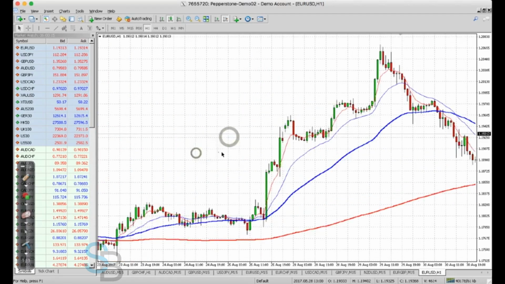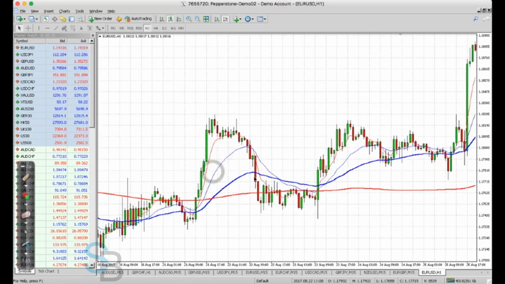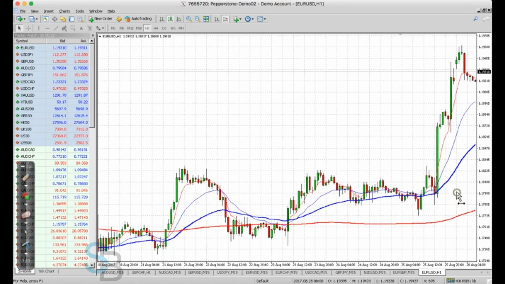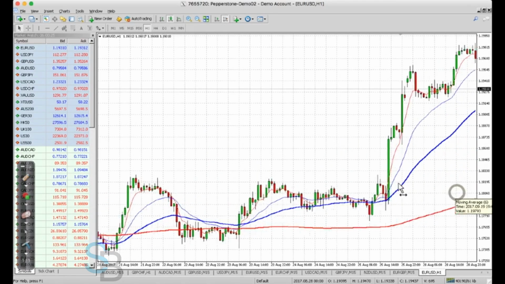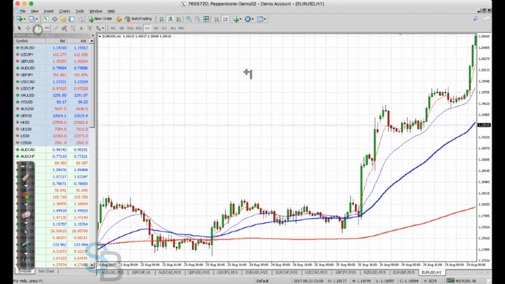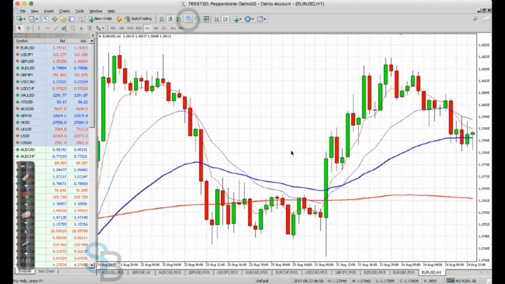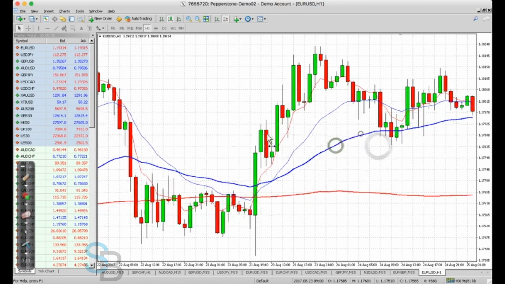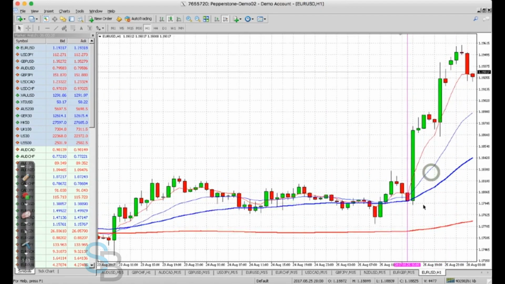Doesn't happen all the time, but when it happens, it's really very powerful. All right, you can see over here, this could have been a potential setup. Let's take a look. Let me see, could it have been a potential setup? I'm not sure. Let's take a closer look. Okay, there we go.